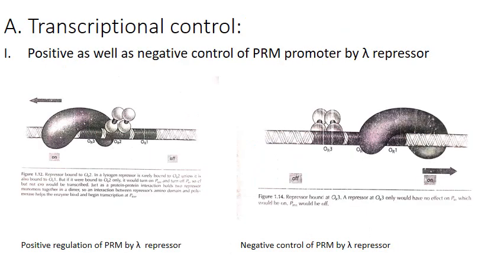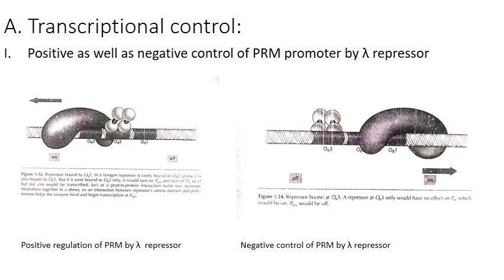Now the positive control of PRM by the lambda repressor protein, as we can see in the figure, is when it binds to the OR2 operator site, enabling the polymerase to sit at PRM and begin transcription. This is the positive regulation which increases transcription of its own gene.